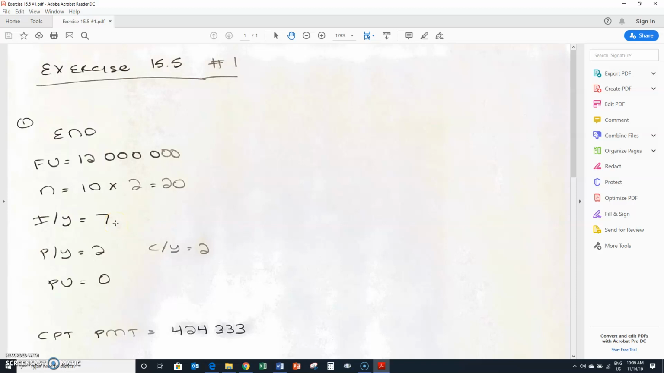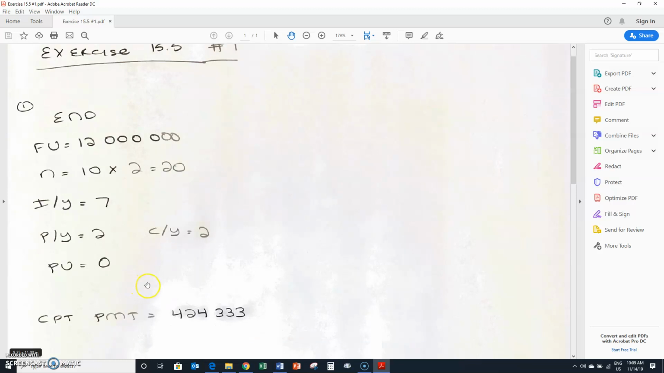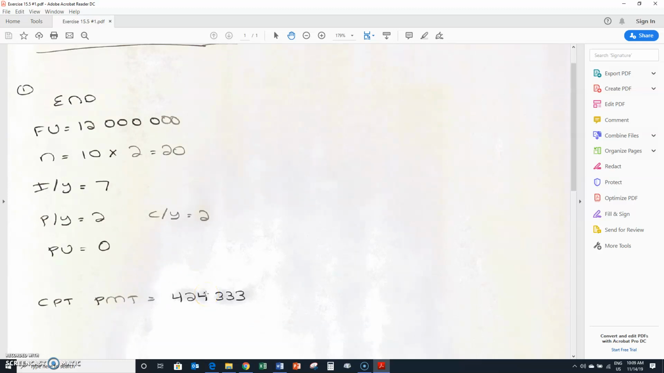Again, it says payment and compounding interval 6 months, so P/Y and C/Y are both equal to 2. It tells us this is payments at the end, so we know we have to keep it in ending mode. So the first thing we're going to enter in is present value equals 0, and the first thing we're going to calculate then is our payment amount. Now it asks us to get it to the nearest dollar, so it's 424,333.